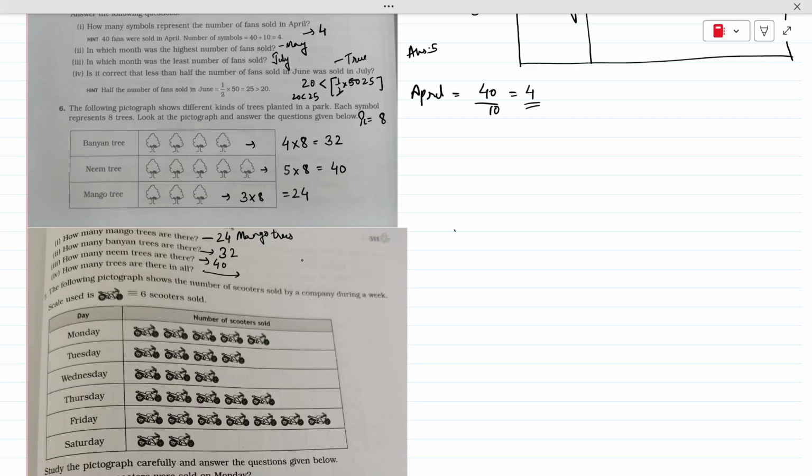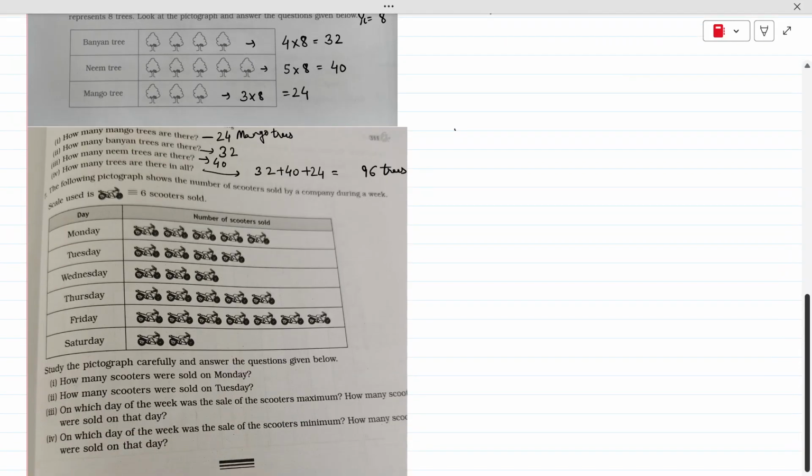So what we are going to do? We will do 32 plus 40 plus 24, which will give us 4 plus 2, 6, 4 plus 2, 6 plus 3, 96 trees in all. Okay. So I hope this is very much clear to you.